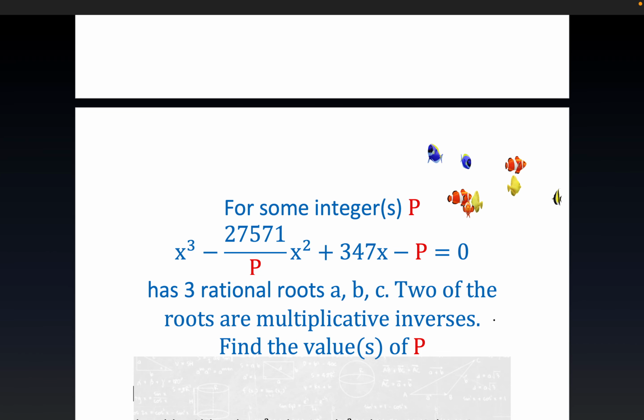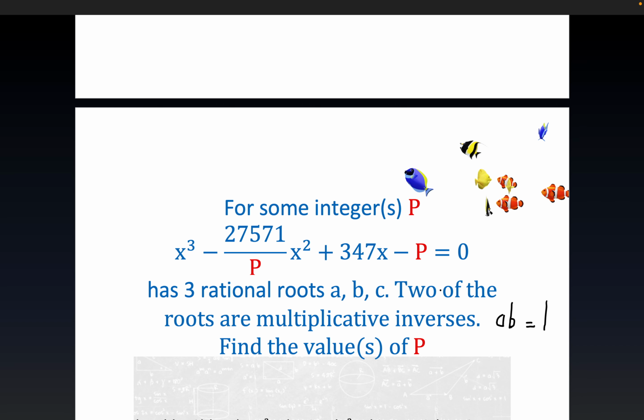Today we have a third degree polynomial with what you might call parameterized coefficients. The parameter is p in this case. And we're given that two of the roots are multiplicative inverses. And so we can arbitrarily say that AB, there's three ways we could choose these roots. I'm just going to go AB, stay alphabetical. AB is equal to 1. A and B are multiplicative inverses, and that's a condition.